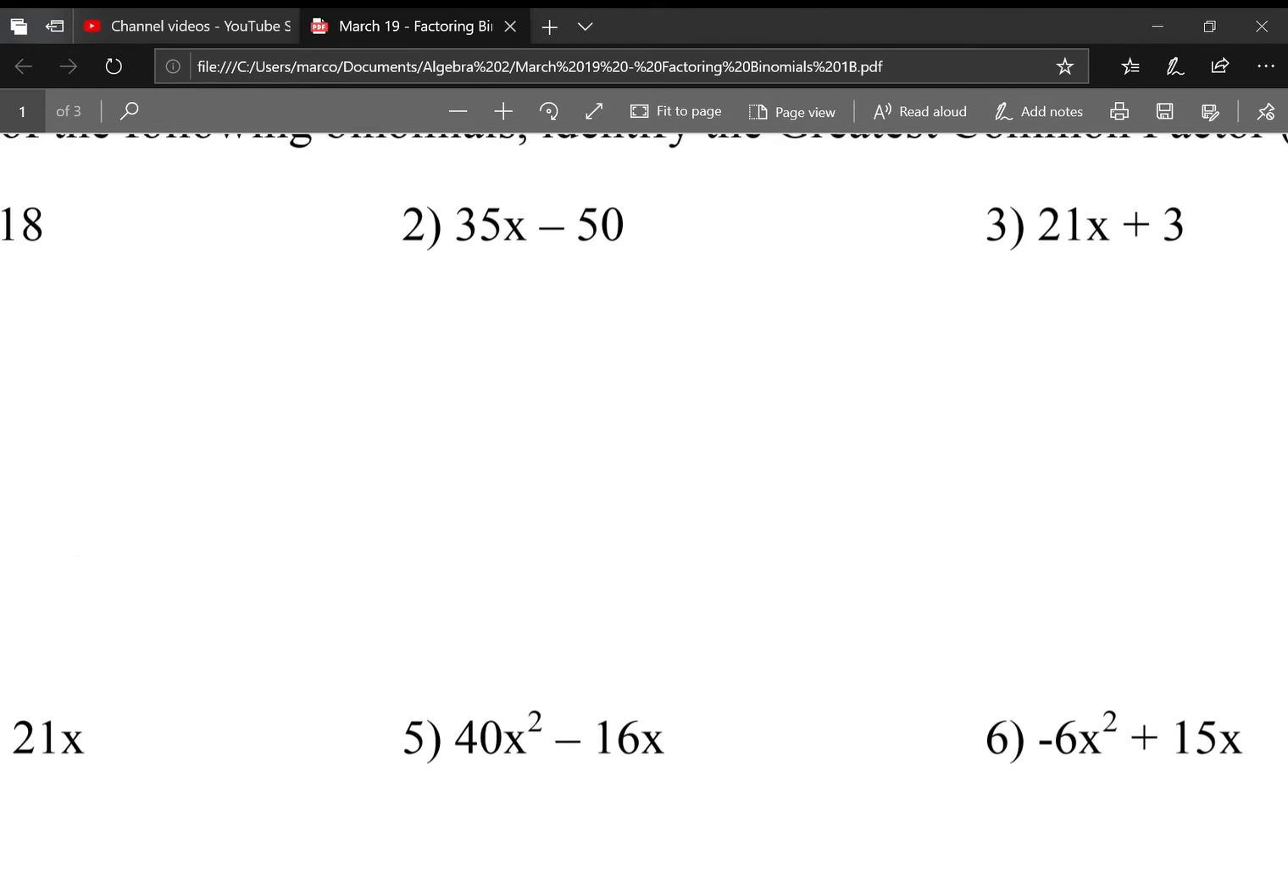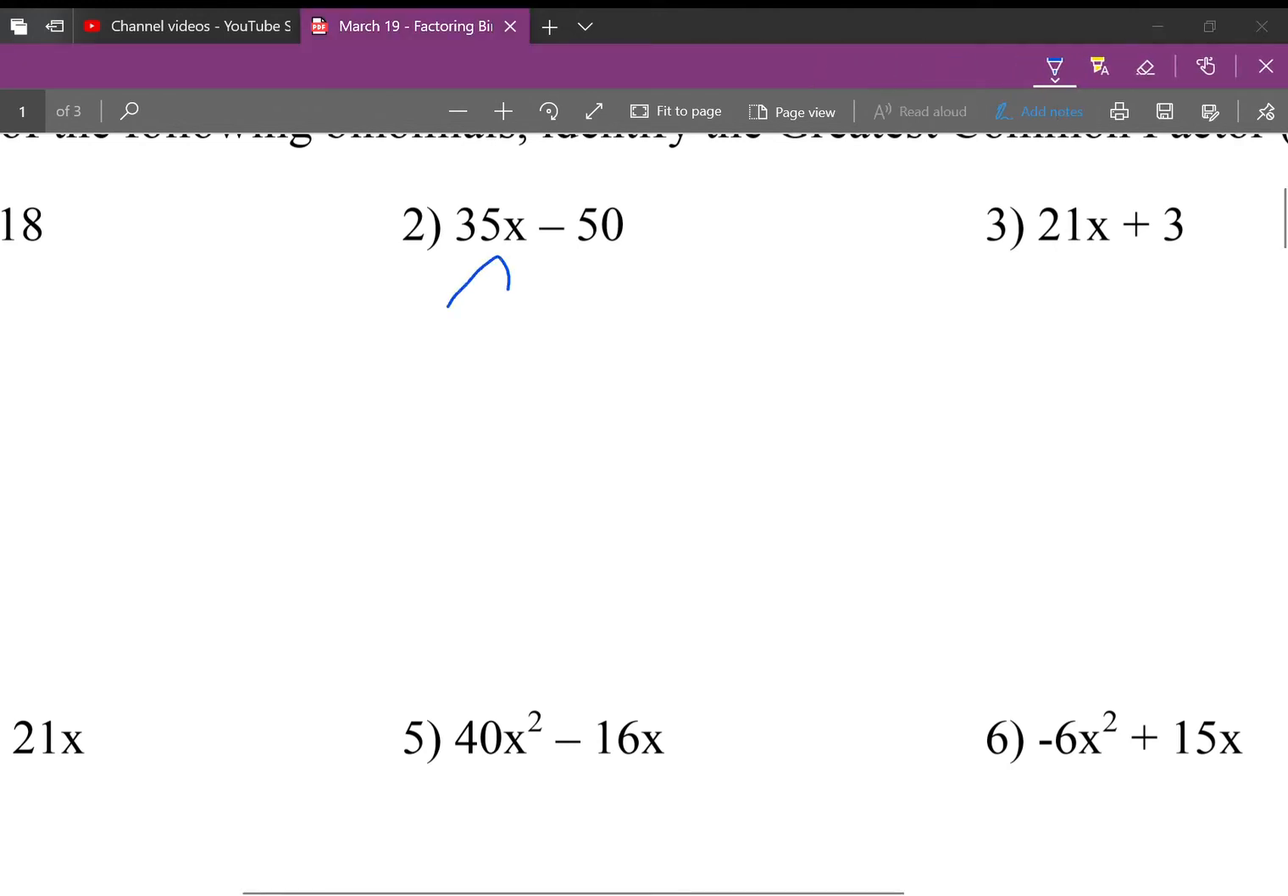Alright, so I am going to start with the 35x the way we've been doing it, which is to say, I'm going to separate the 35 from the x, and then I'm going to factor the 35 on its own, which is going to be 5 times 7, and those are both prime numbers.